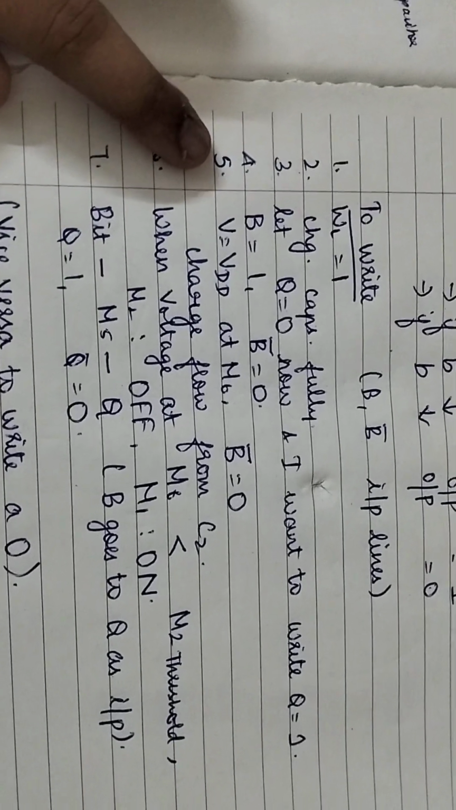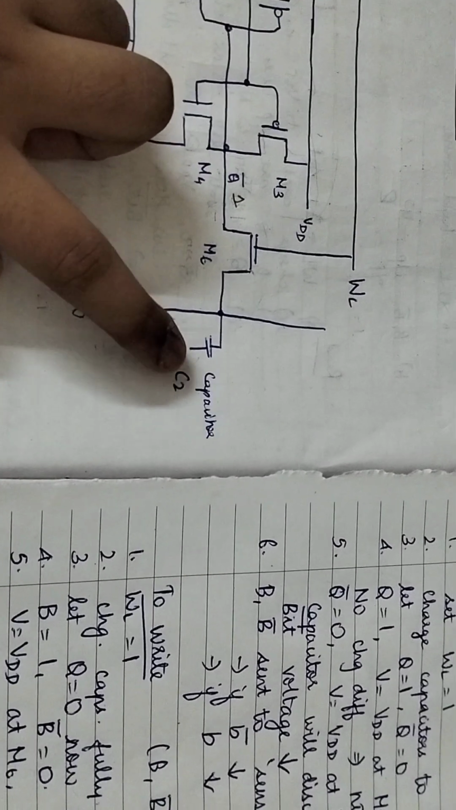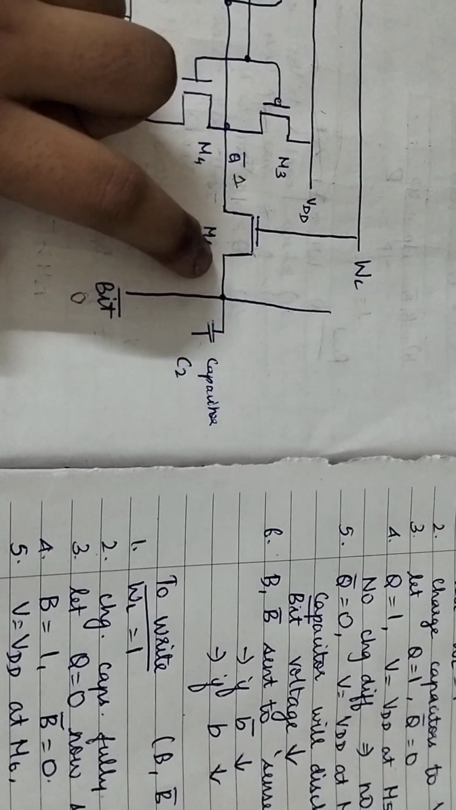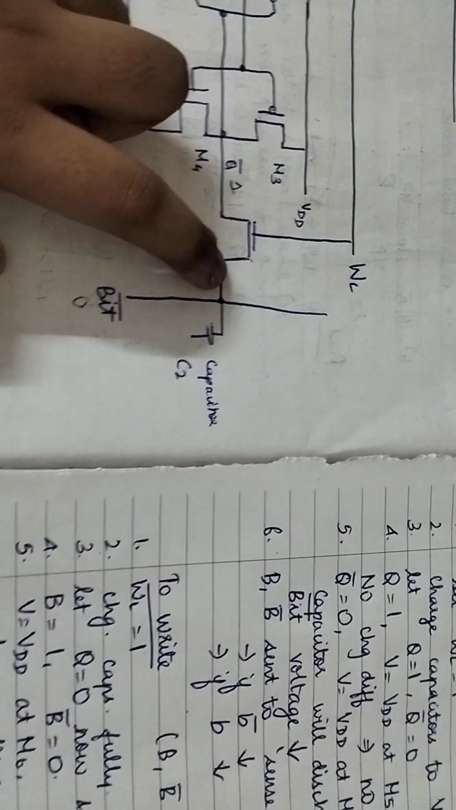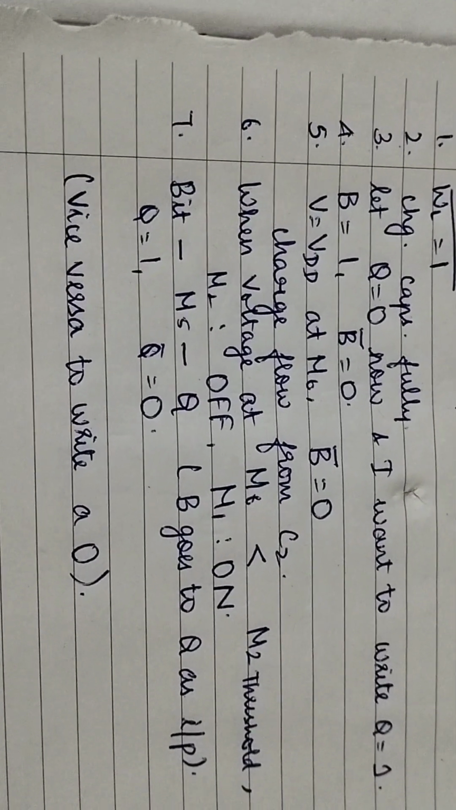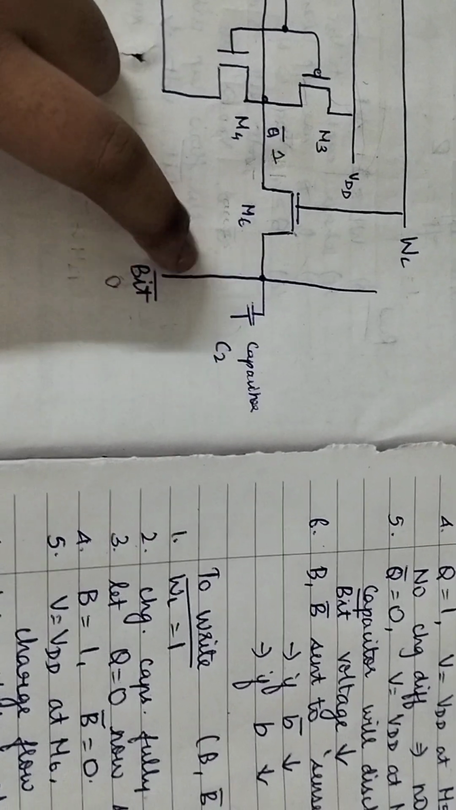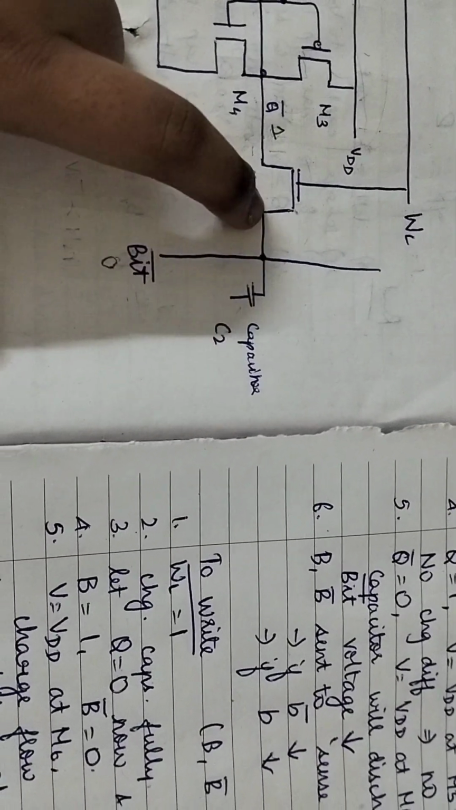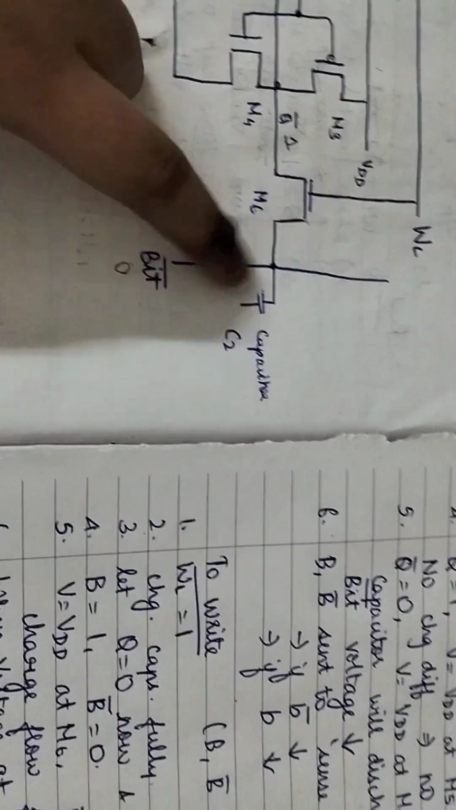Step number 5, V equals VDD at M6. So at this point the voltage equals VDD. VDD is the maximum charge that this capacitor can hold. So at M6, because this capacitor is fully charged, this voltage is maximum. Whereas bit complement is 0, so this line has no charge, or it is a low. So this part is a high, M6 is a high and this capacitor is high, fully charged. This line is, on the other hand, low because it's a 0.